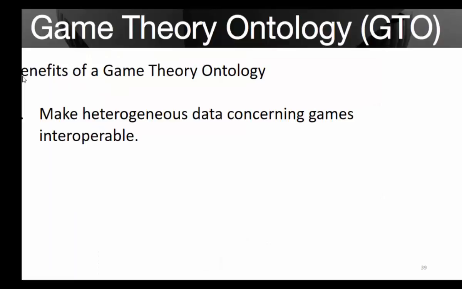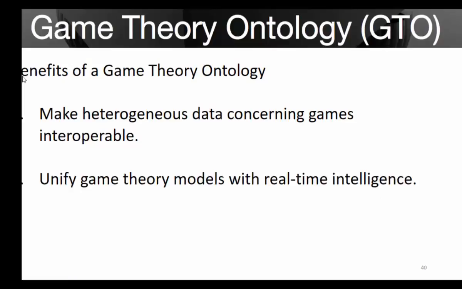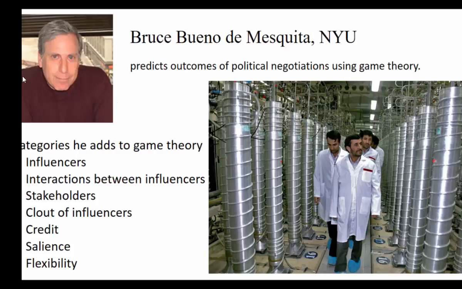So some benefits: make heterogeneous data concerning games interoperable, unify game theory models with real intelligence. This is something that I don't think has adequately been done. And a lot of this work that I was interested in really stemmed from work by Bruce Bueno de Mesquita, who has a wonderful TED Talk where he talks about some of his work using game theory to predict geopolitical events. So apparently he's been able to predict with 90% accuracy whether or not some player will end up winning the presidency of Yemen, or whether or not some treaty will be signed, or in 2009, whether or not Ahmadinejad would end up getting a bomb in the next 2 years.